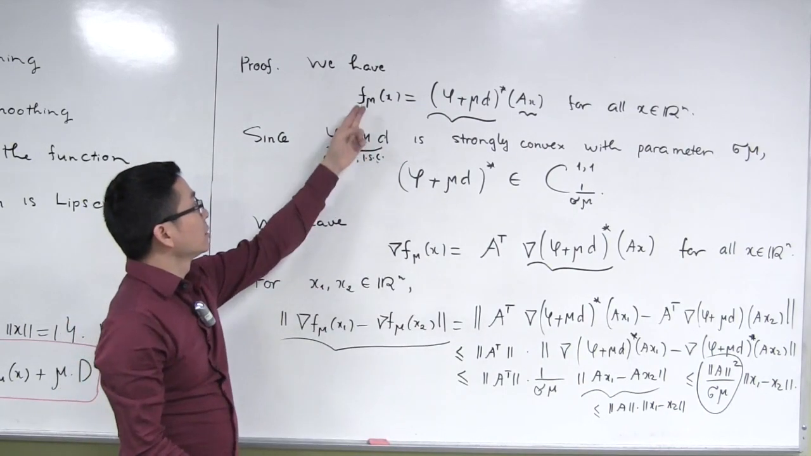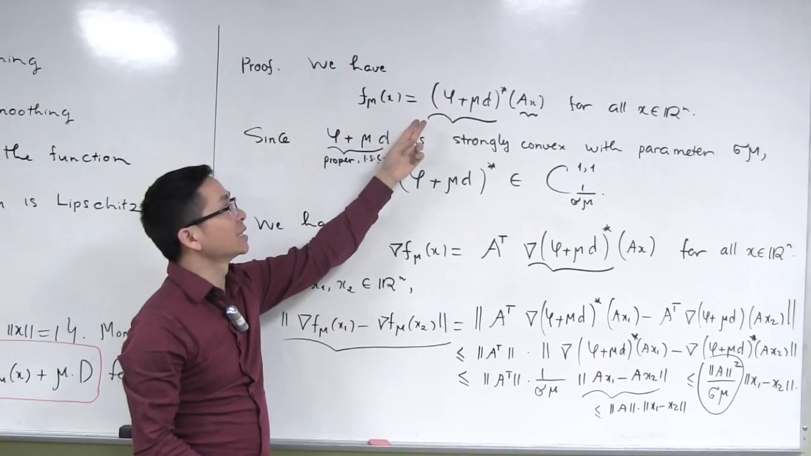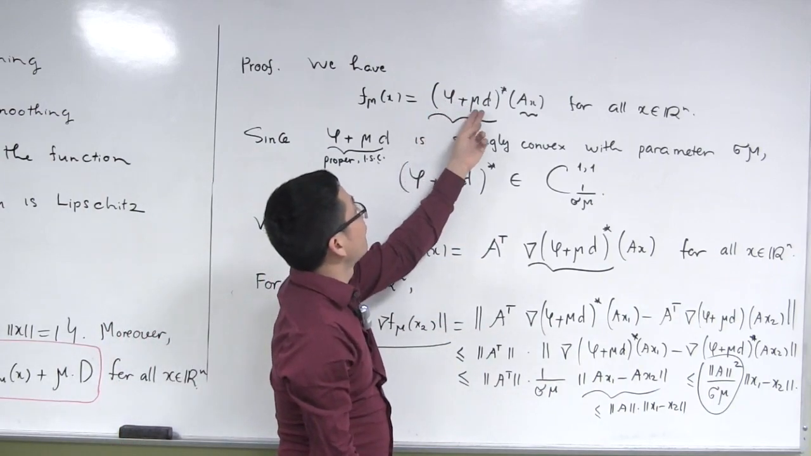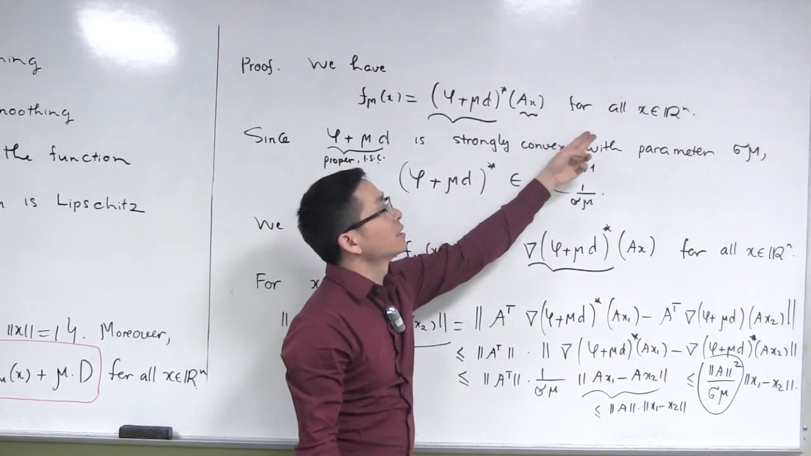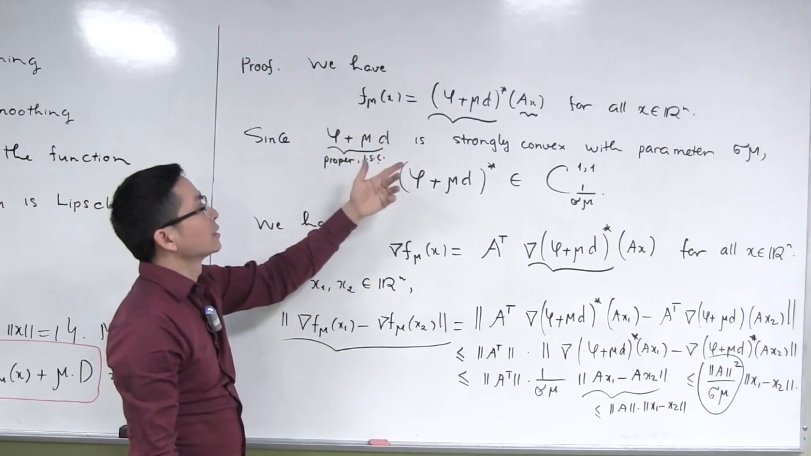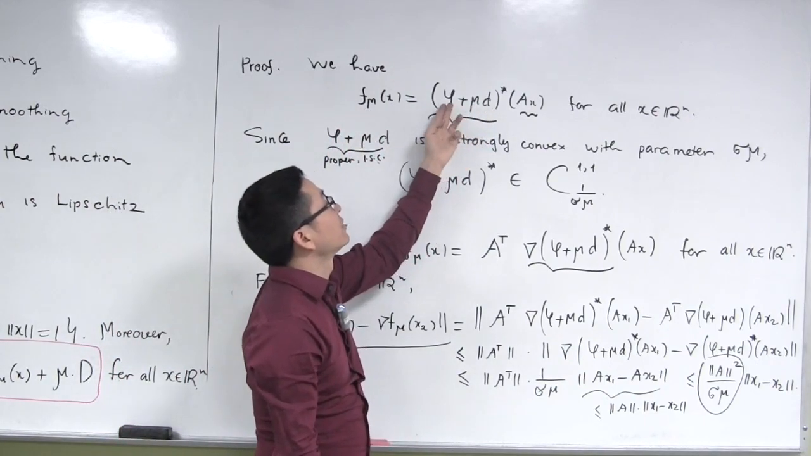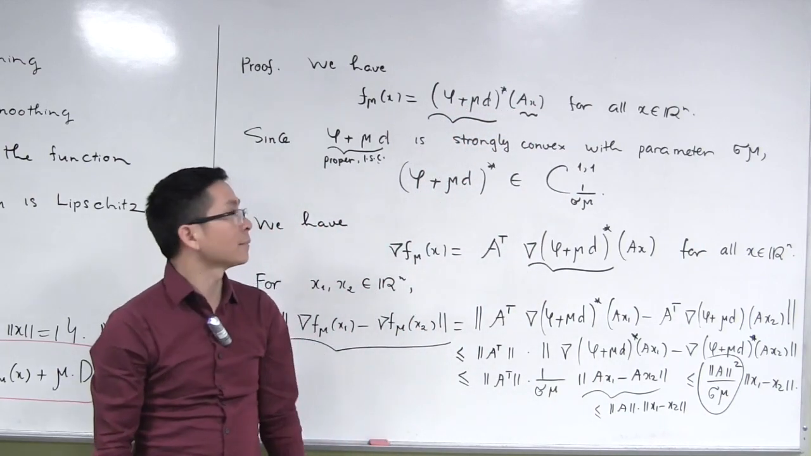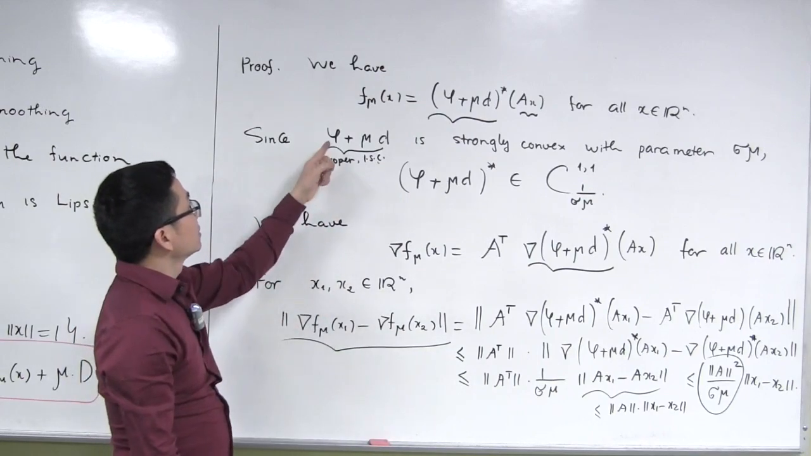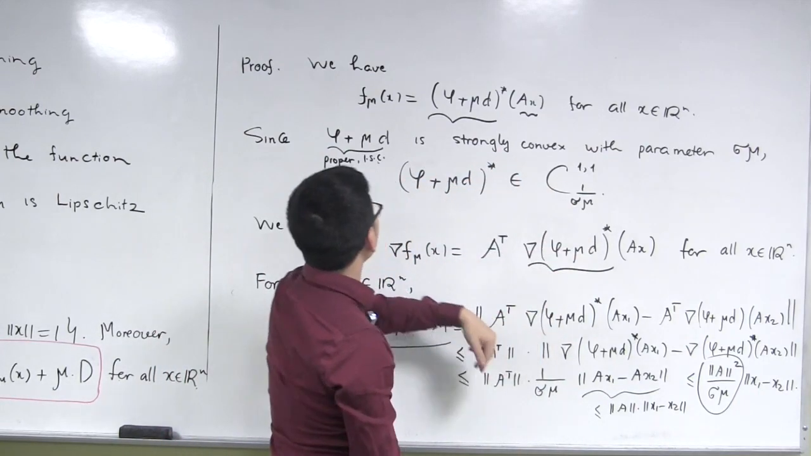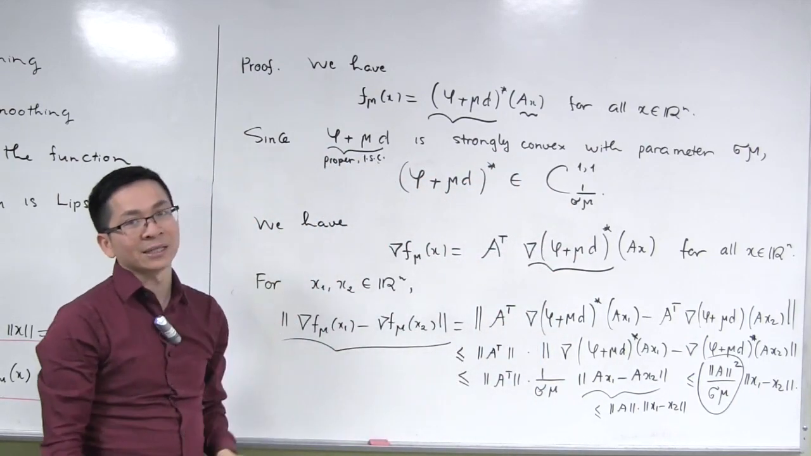As mentioned earlier, the function f_mu can be represented as follows. f_mu(x) is the Fenchel conjugate of φ plus mu d evaluated at Ax for all x in R^n. So f_mu is nothing but the composition of the Fenchel conjugate of φ plus mu d and the matrix A. Now, because φ plus mu d is strongly convex with parameter sigma, it is also proper and lower semi-continuous.